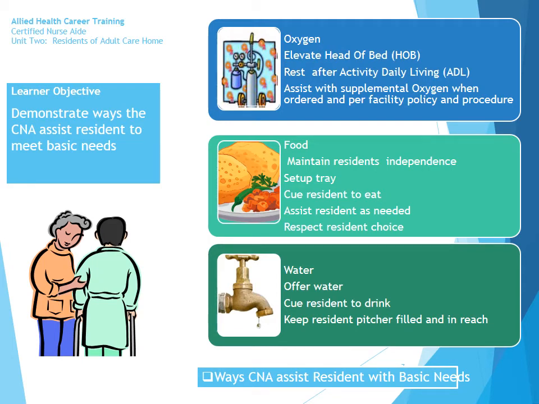So, water. Offering water to residents is extremely important. As you get older, your thirst sensation decreases a lot. So a lot of our residents are not going to know that they need to drink water, and they are not going to get thirsty until they're already pretty well into dehydration. So you might have to cue the resident to drink. You might have to physically put the straw in their mouth and help them to take a drink and remind them to suck on the straw and take a sip in and swallow. Definitely keep your residents' pitcher filled and within reach.